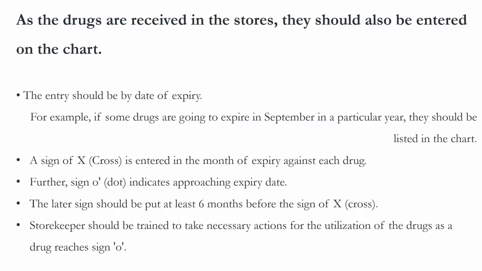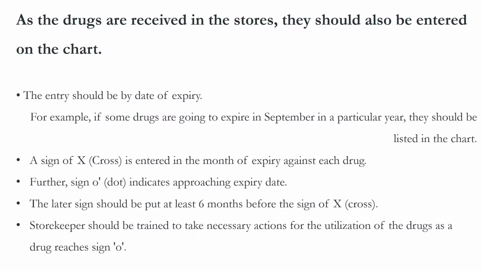As the drugs are received in the store, they should also be entered in a chart. This chart should have the date of expiry. If your drug is going to expire in September, in February or something in a particular year, then it has to be listed. How are you going to list it? Here, three things are there. A sign of X, that is a cross, is entered in the month of expiry against each drug.